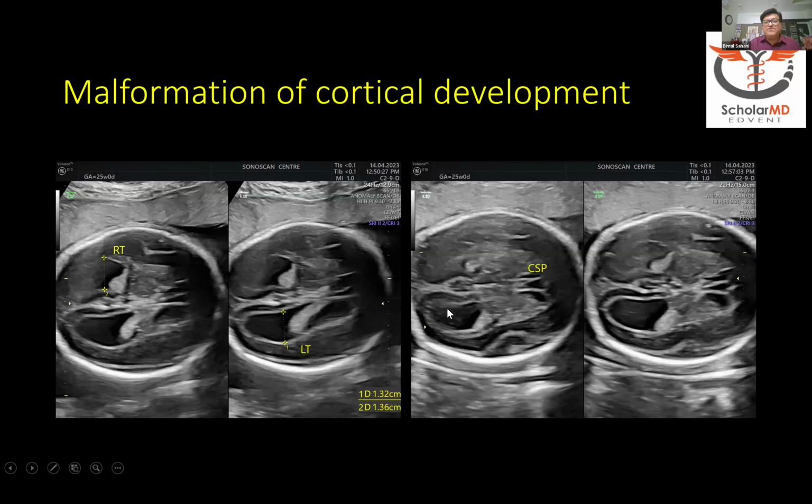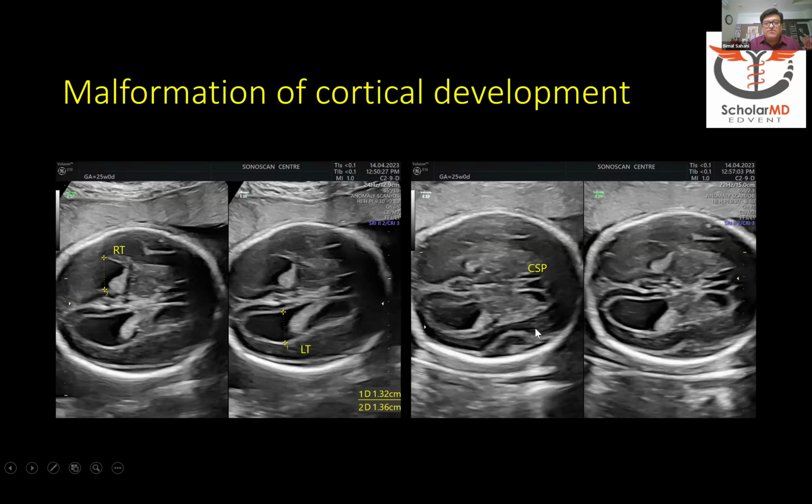Now this is 25 weeks, and I'm not seeing the parieto-occipital sulcus at all. This is the kind of parieto-occipital sulcus which I would be seeing somewhere around 21 weeks. But by 25 weeks, it would be forming kind of a V.